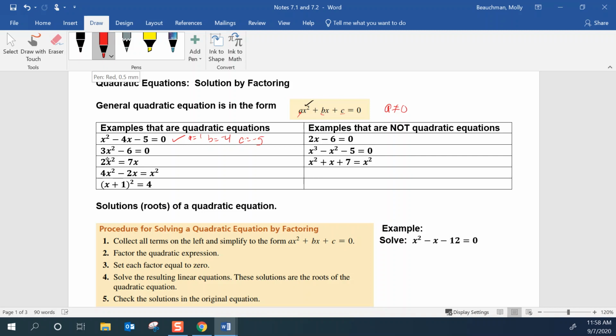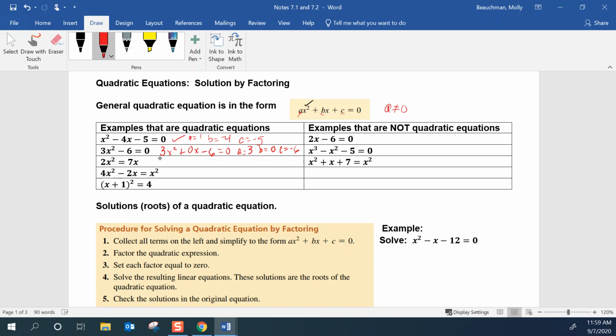The next is also a quadratic equation, 3x squared minus 6. Even though it doesn't have a middle term, that could be written as 3x squared plus 0x minus 6 equals 0. So a is 3, b is 0 in this case, and c is negative 6. So what matters is that a isn't 0. b can be 0, and so can c.